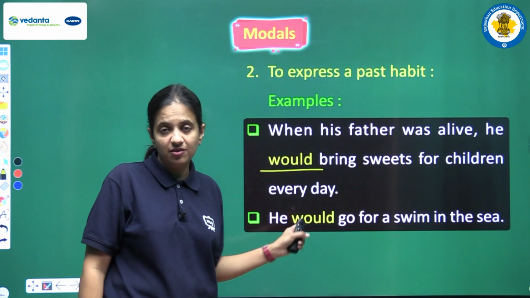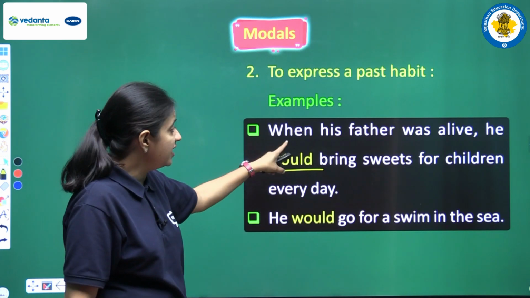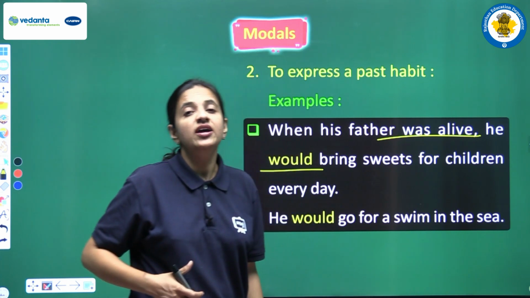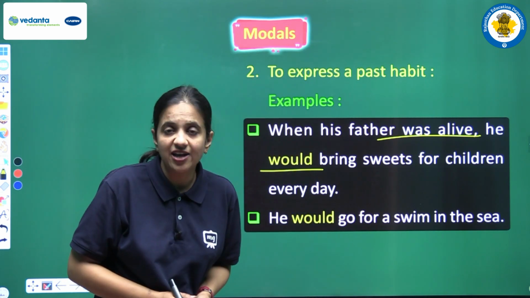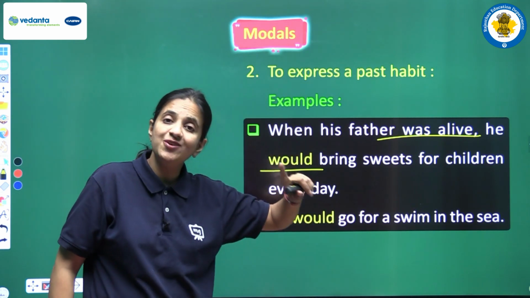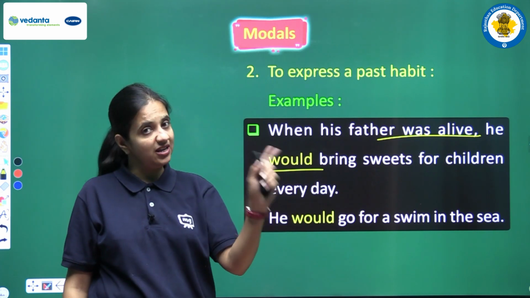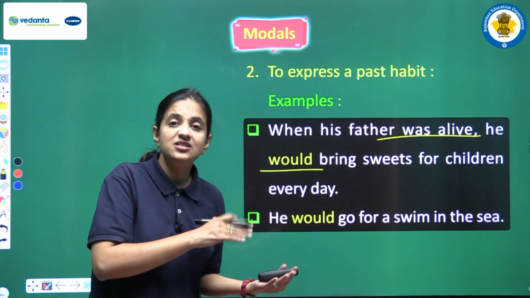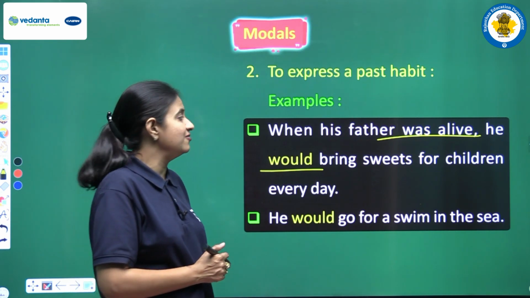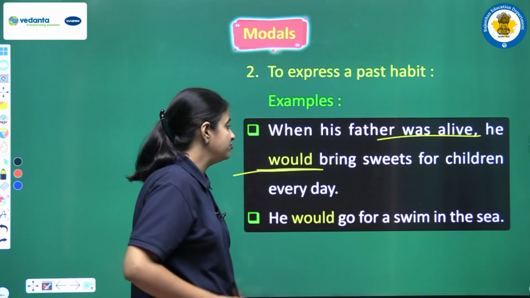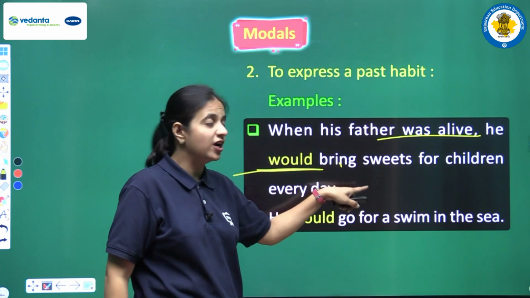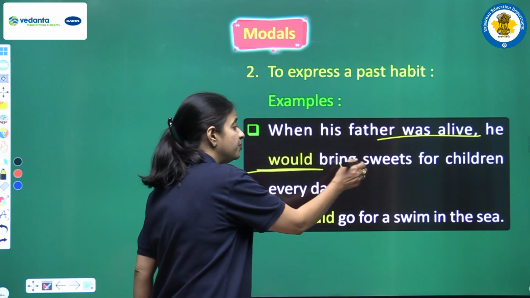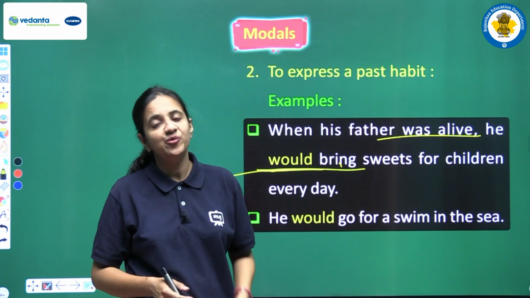So here we are talking about a past habit, because we are saying that when his father was alive, it means that as of now he is not alive, but when he was alive. So we are talking about that time when he was alive. So this is the past time, and we are talking about his past habit, and this is the reason we are using would here. And after would we are using the first form of the verb, and we are saying that when his father was alive, he would bring sweets for children every day.